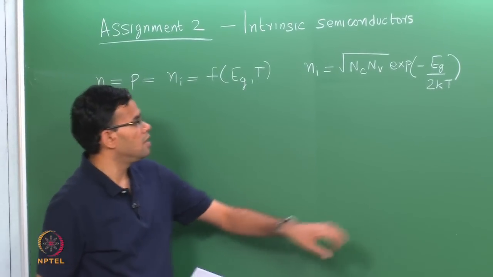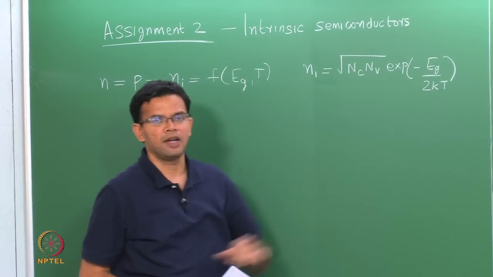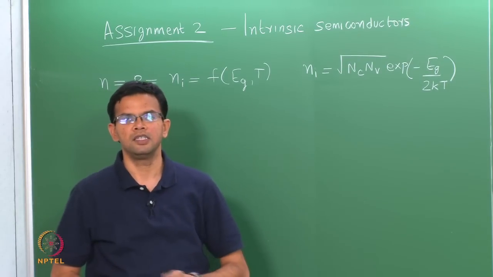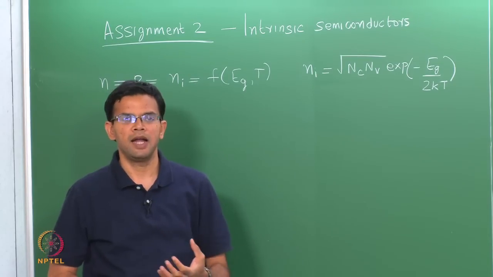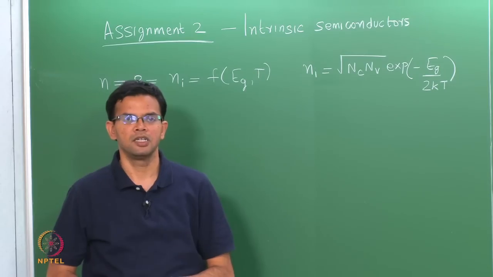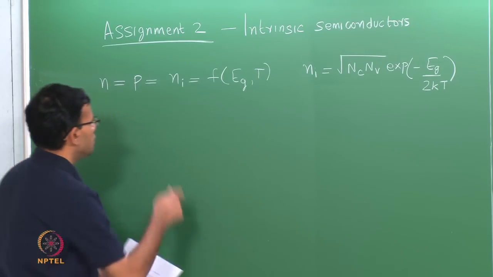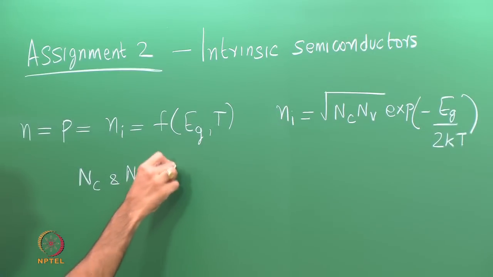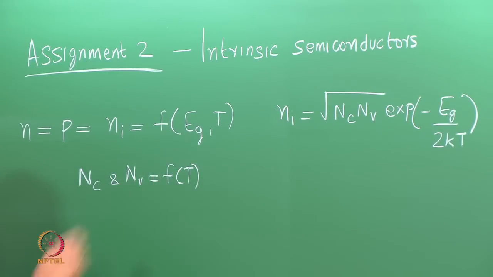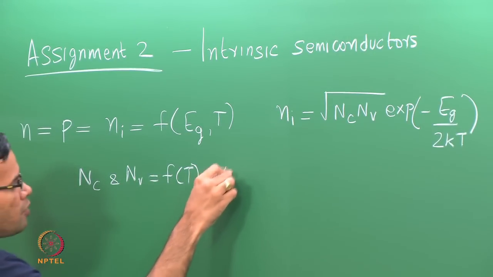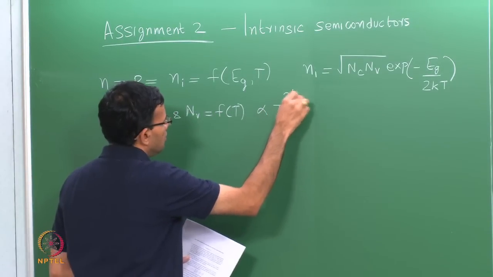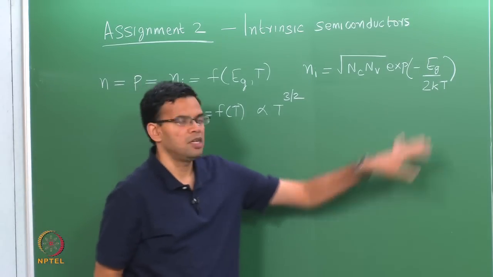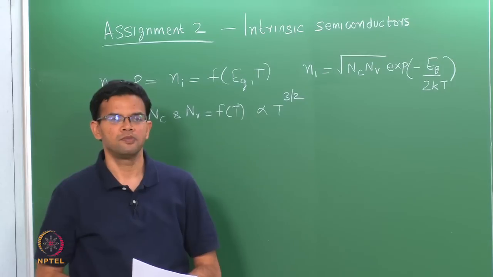The temperature term enters in this exponential factor, but Nc and Nv, which are the effective density of states at the valence band edge and the conduction band edge, are also a function of temperature. Typically, they are proportional to temperature to the 3 over 2. But the exponential term is the one that dominates.